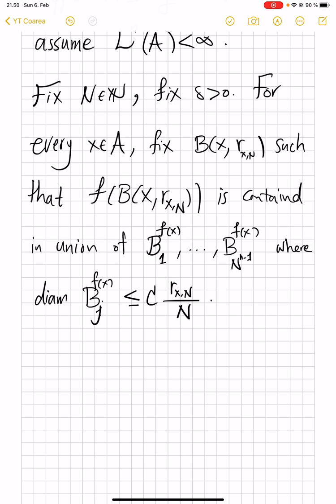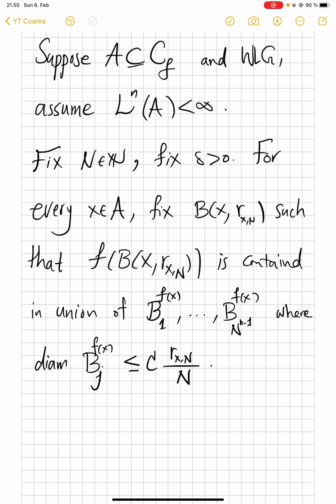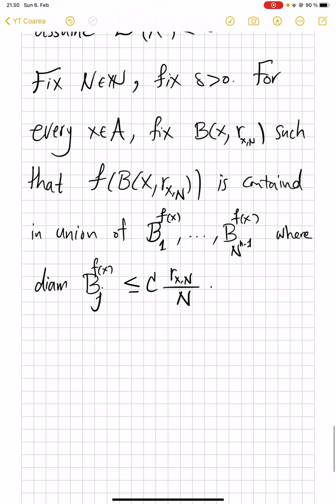Also, the previous claims were true for R small, so we can assume that all of these R_{x,N} are less than delta for all x and all N. So N is fixed, so just for all x. Okay, because you can always go smaller, so let's say you pick them less than delta.